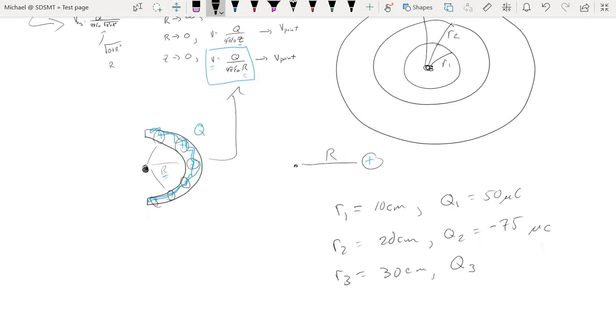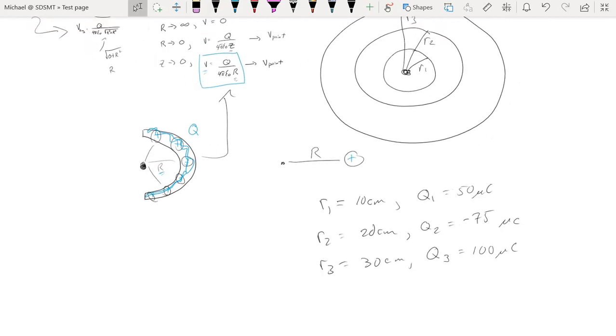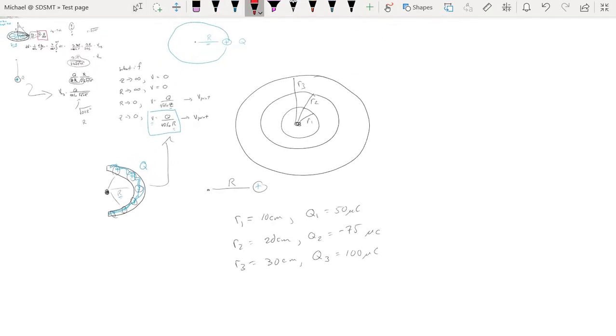And then R3, charge 3, we'll say that has 100 microcoulombs on it, positive. And I'd like to know what is the electric potential that is being produced at the center of all of those rings. And we're assuming that all of the rings have the same center point. So to do this, we will add up the potentials that each ring is producing.